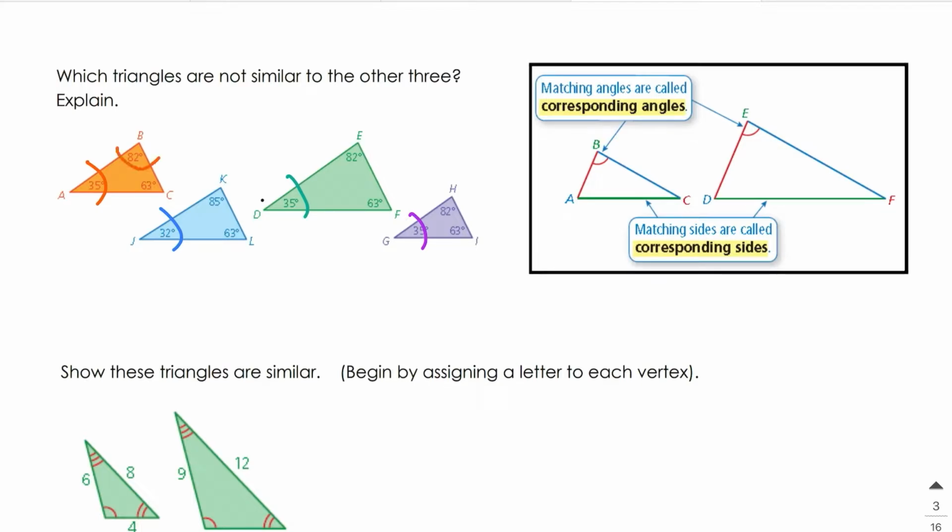So let's compare. 82 will correspond with 82, which will correspond with 82. Those are all equal to each other right here. Sorry, we should mark this off with 2 to indicate that it is a different angle than the angle up here that's 85. Even though all four of these have 63 degrees, even the blue triangle, it doesn't work. The blue triangle is the one that does not fit because all three of your angles have to be congruent in all of your triangles. So we can say that triangle JKL is not similar.